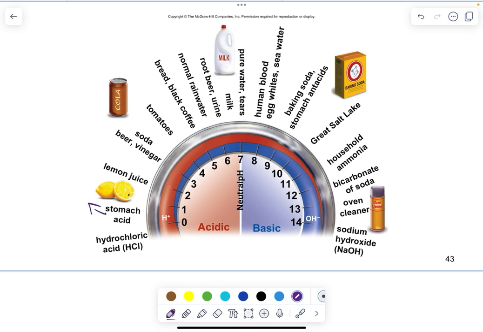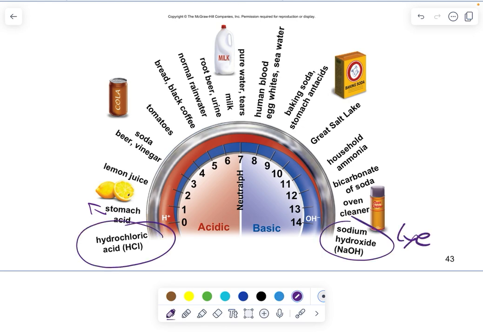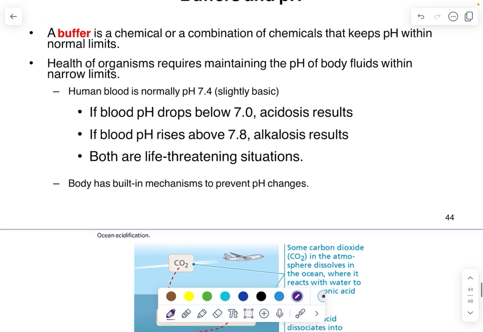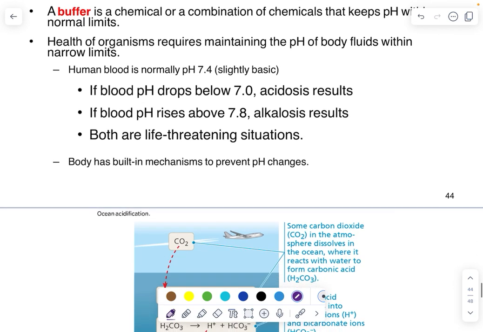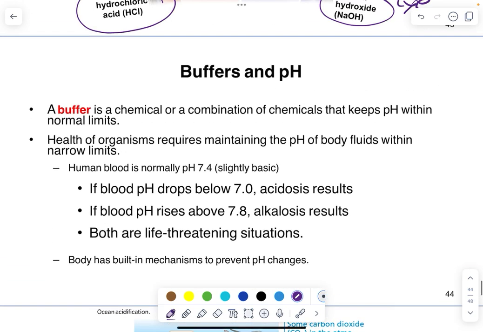You can see milk right here, and cleaner. Sodium hydroxide or pure lye is crazy dangerous, as well as pure hydrochloric acid. And so buffers, though, living things have buffers. A buffer is a chemical or combination of chemicals that keeps pH within normal limits. So the pH of blood is slightly basic, 7.4. But there are these crazy diseases that happen, acidosis and alkalosis, which if you develop these, you could really die or slip into a coma and all sorts of life-threatening situations.